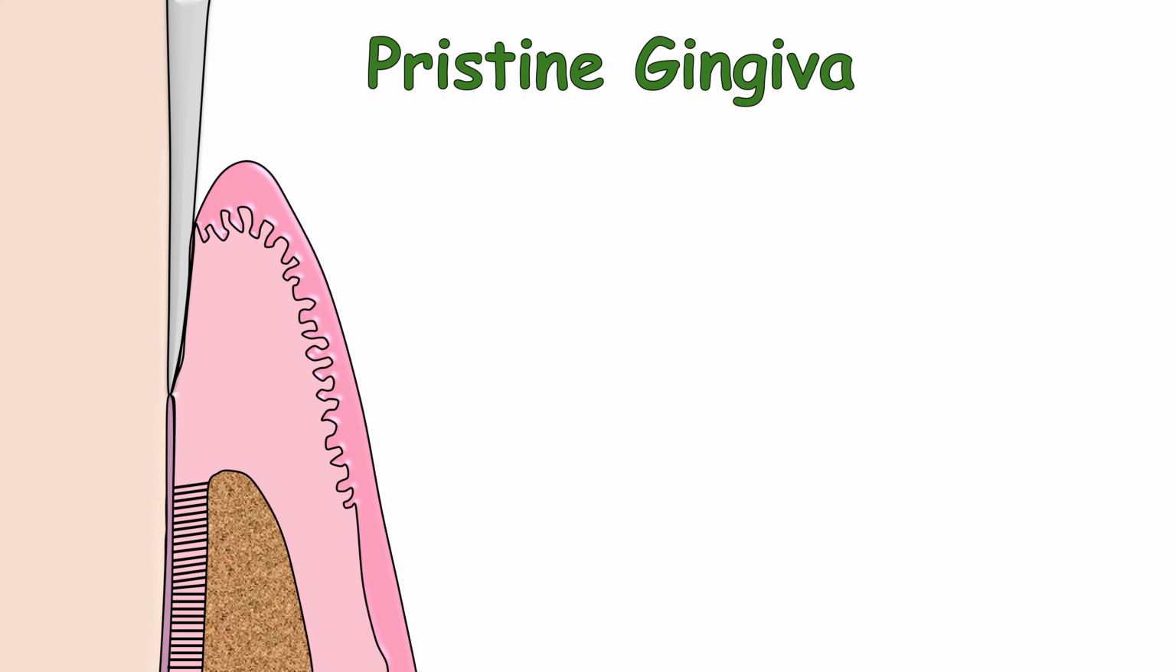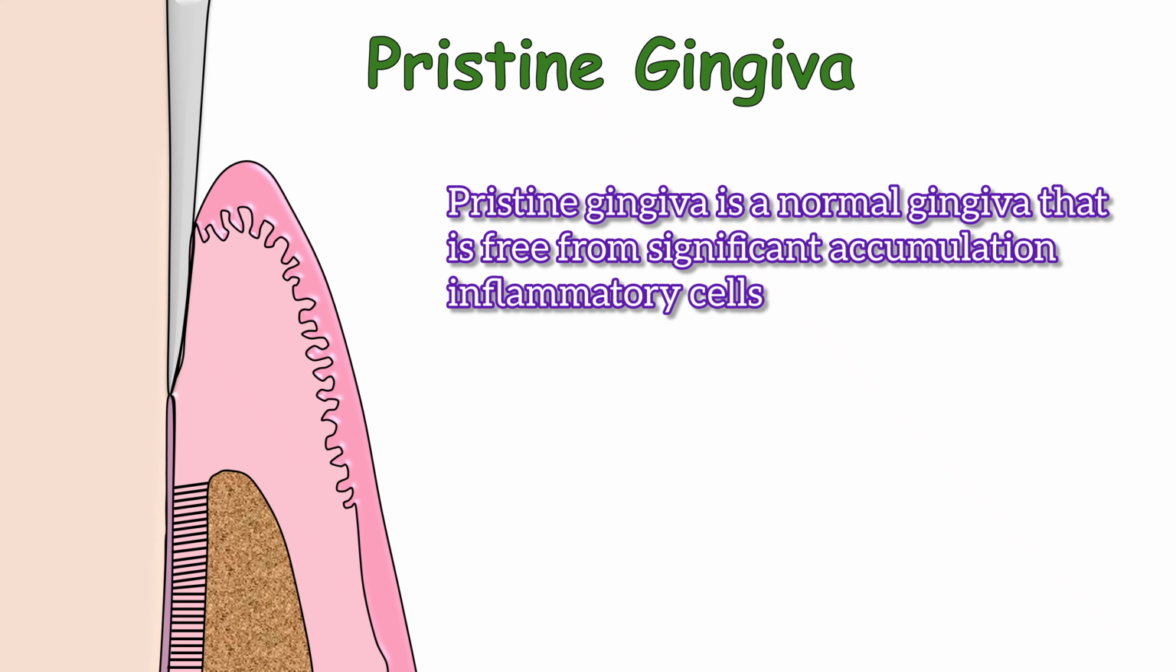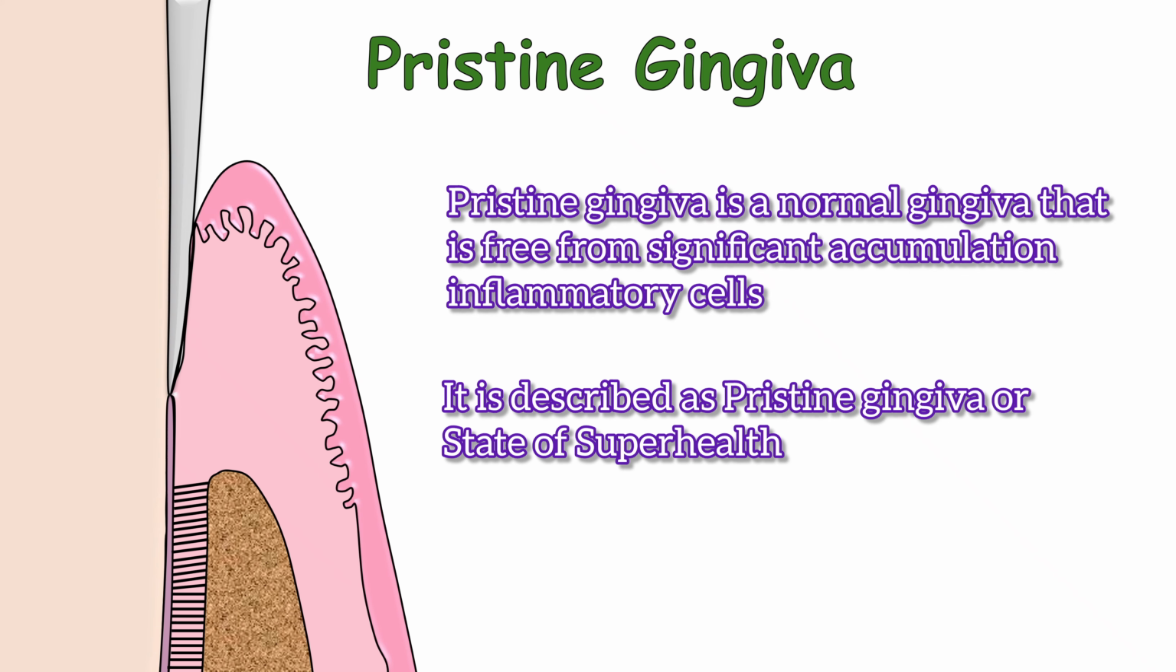Before we learn about the stages of gingival inflammation, first we need to know about the pristine gingiva. Pristine gingiva is a normal gingiva that is free from significant accumulation of inflammatory cells. It is histologically described as pristine gingiva or state of super health.